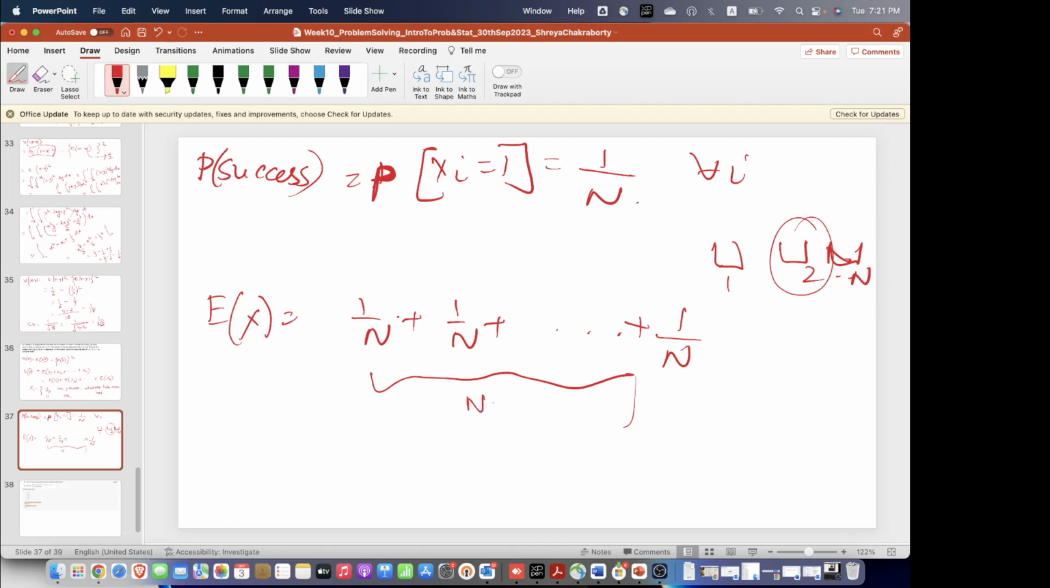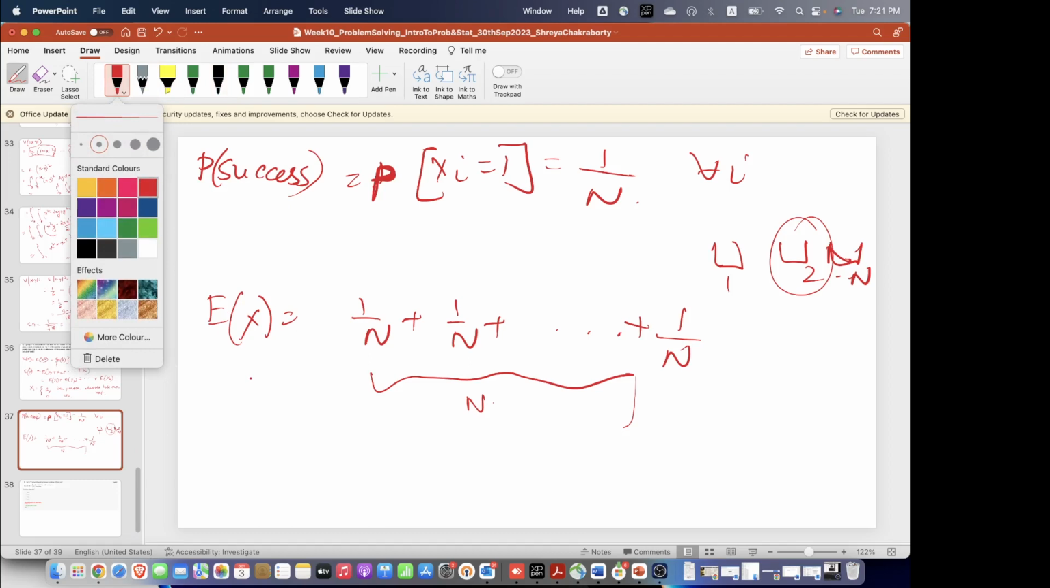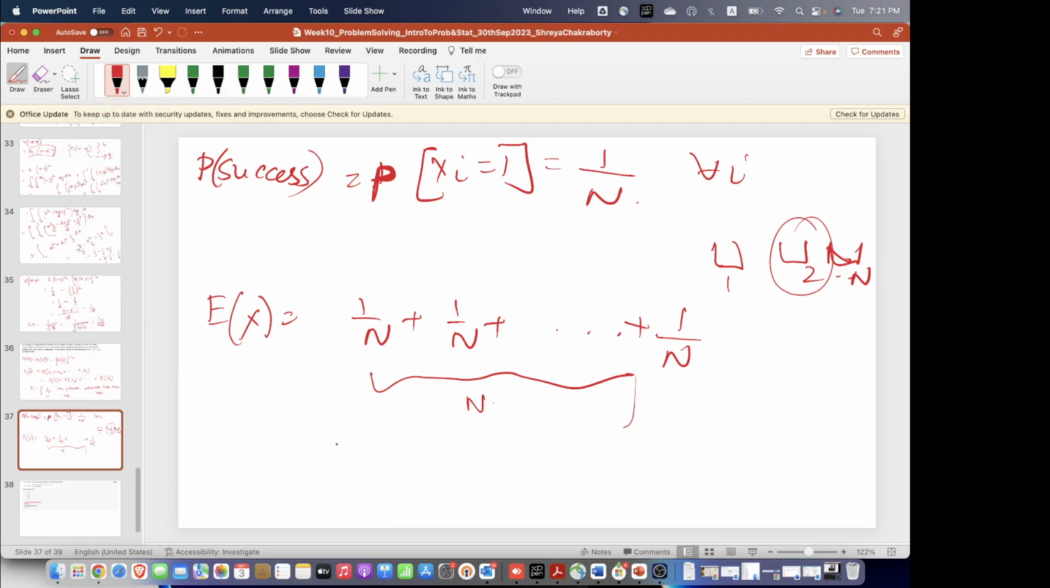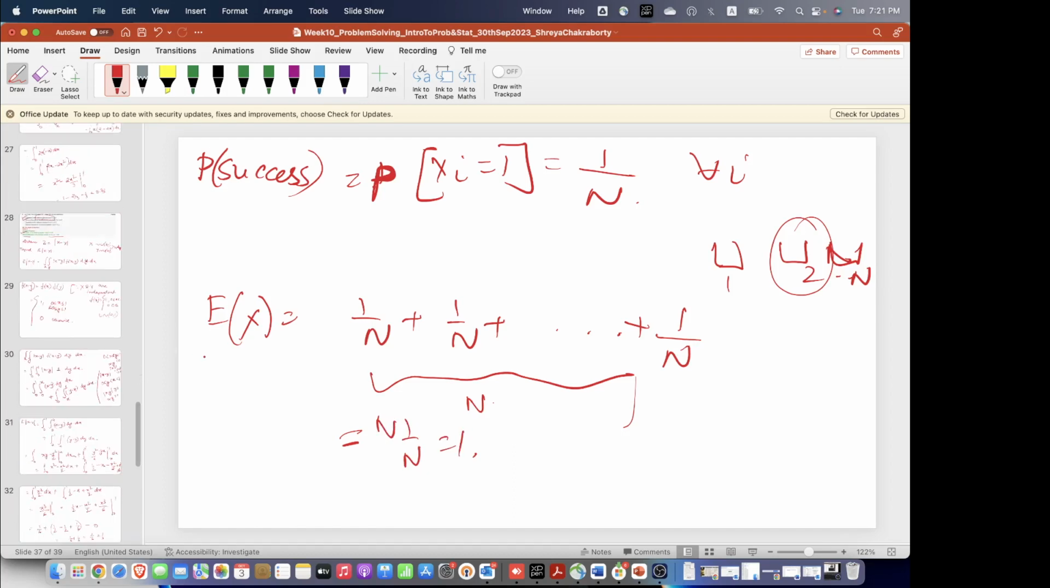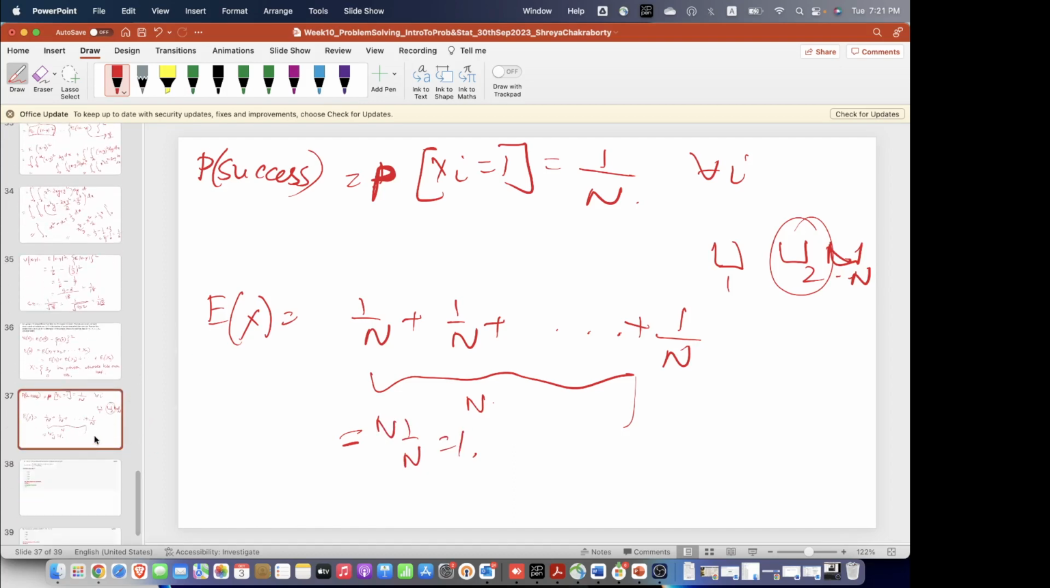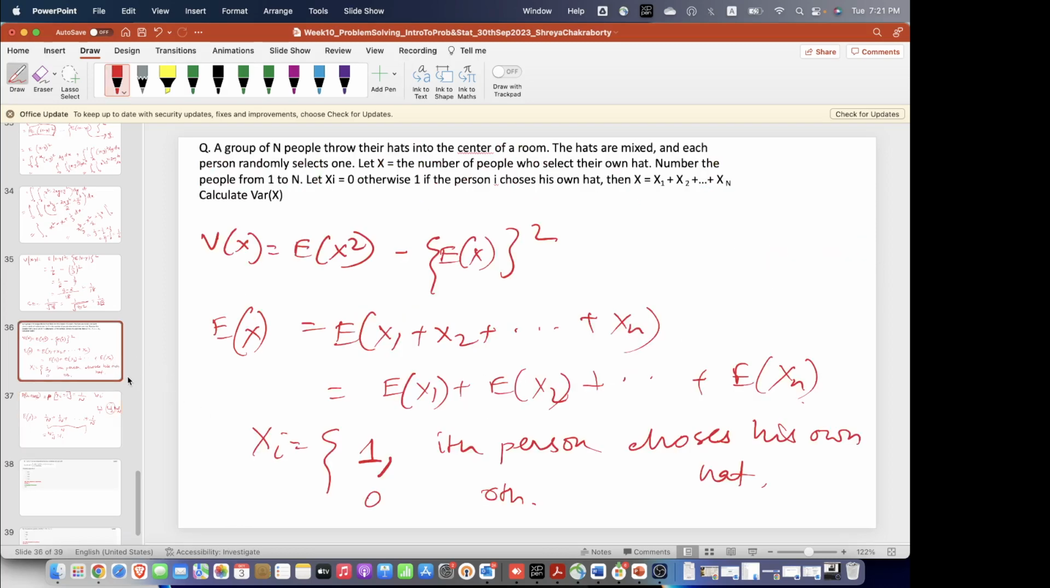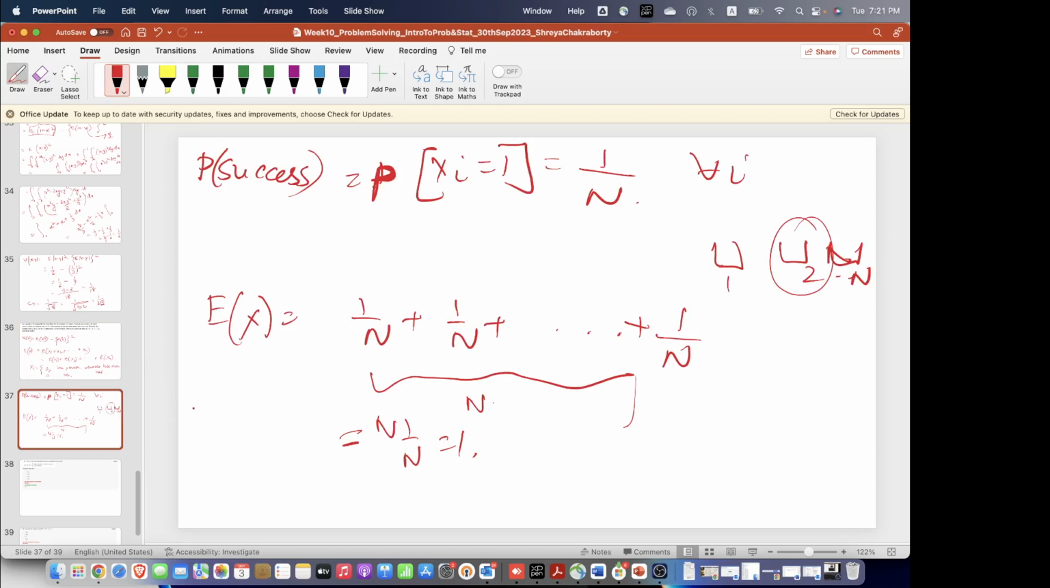Okay, this would be 1 by n times, this would be n, so this would equal n into 1 by n, that is 1. So now we have the expectation. All right, now calculate the variance of x.